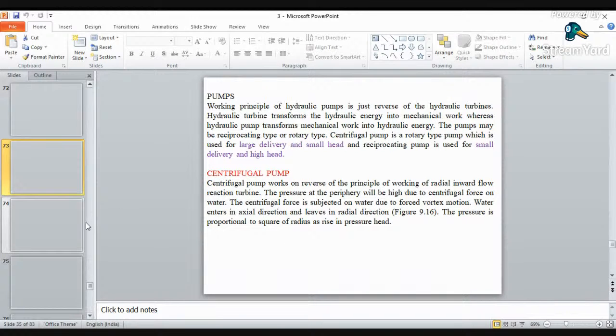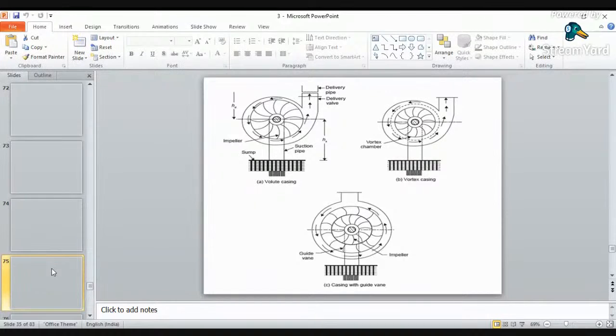This is how your centrifugal pump looks. It has an impeller. The impeller is a wheel or rotor provided with a series of backward curved blades and vanes. The inner portion is nothing but your impeller. Again, there are three types of impeller: open impellers, semi-enclosed impellers, and enclosed impellers.